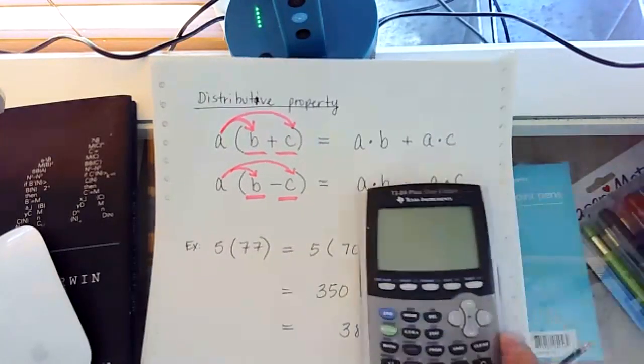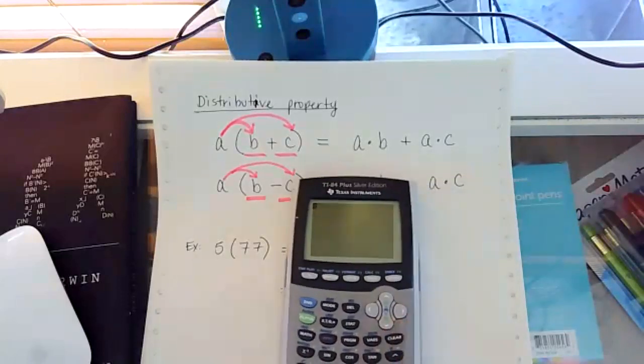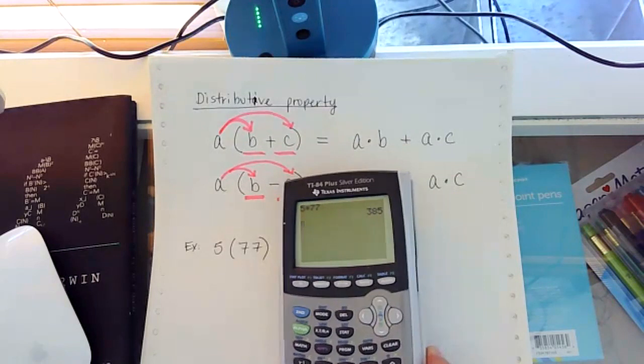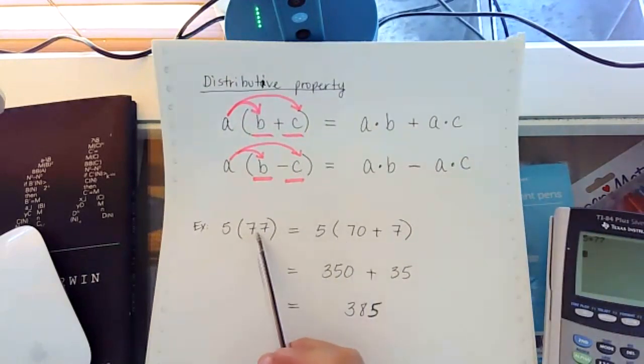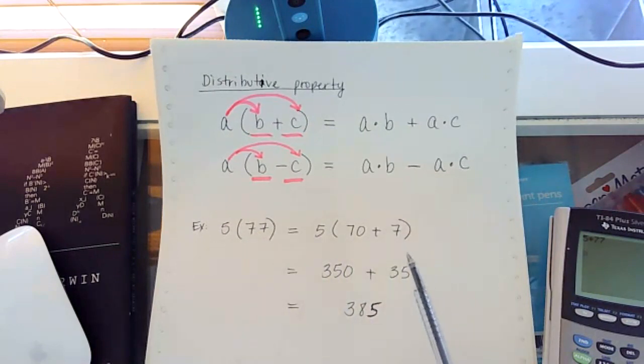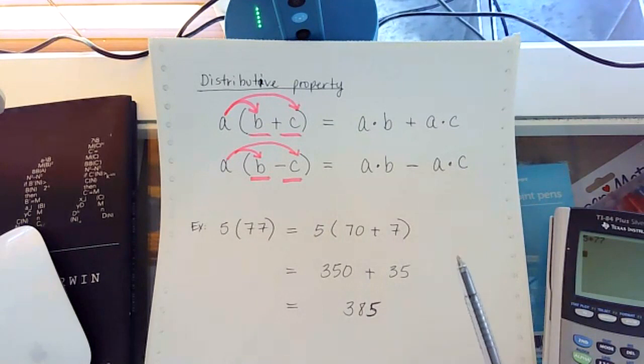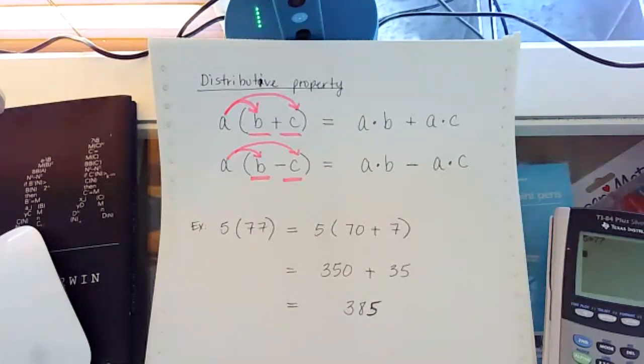And then you can check that in the calculator to make sure that works out. 5 times 77 is 385. But doing the mental math, you might break up that 77 and then multiply things that are a little bit easier to multiply and then add the results. Is that how you want us to do it? No. Okay.